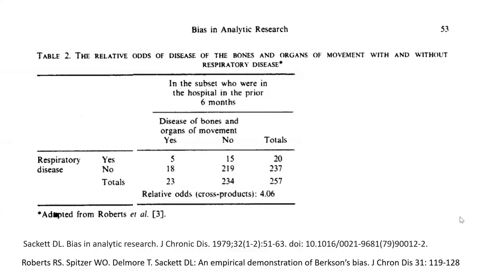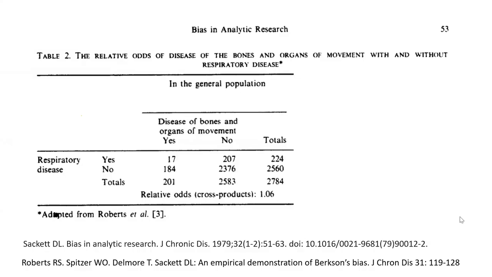And what do you see in the results? 4.06. Yes, so the odds ratio is 4.06, meaning the odds of respiratory disease is 4 times higher in those who have musculoskeletal disease compared to those who do not have musculoskeletal diseases, right?